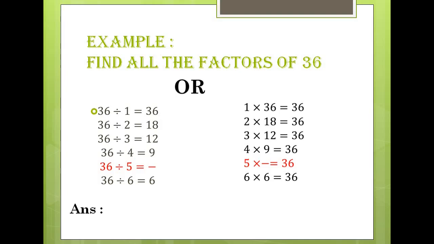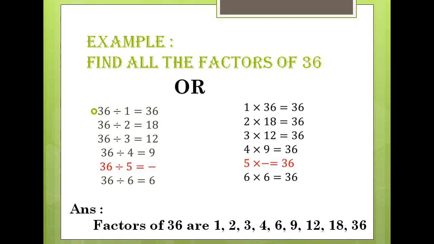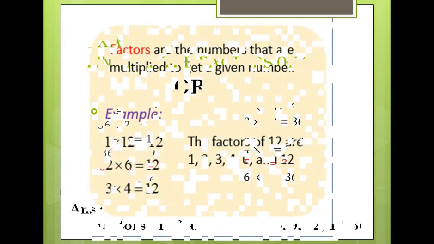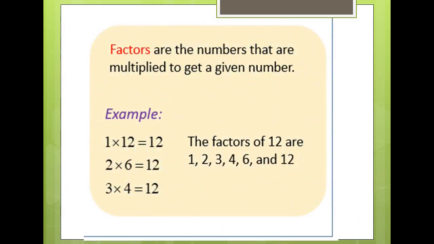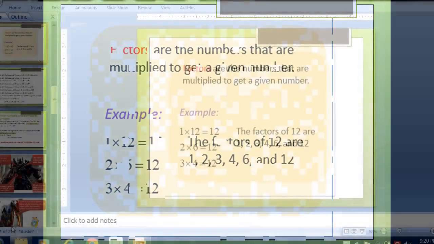So finally the answer comes out to be 1, 2, 3, 4, 6, 9, 12, 18 and 36. You can count the number of factors, isn't it? So we say factors are finite. That means countable. Again, one more example where the factors of 12 have been shown to you.